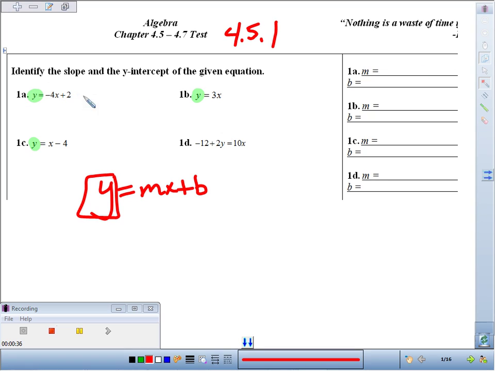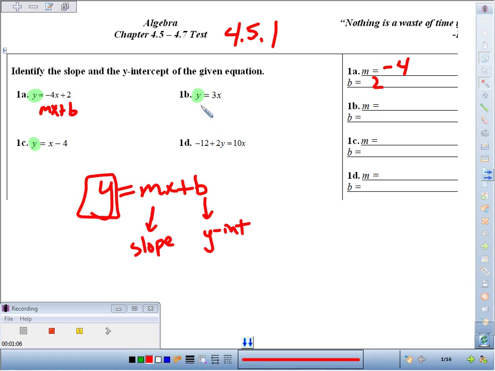It's in y equals mx plus b form, and the key is the m value, the slope, is the coefficient of x, so whatever number is in front of x. And the b value, sometimes we think of it as our beginning value on the y-axis, that's going to be our y-intercept. It's the constant term without any variables. So in this particular example, we've got mx plus b. Our m, our slope, is -4, and our y-intercept is 2.